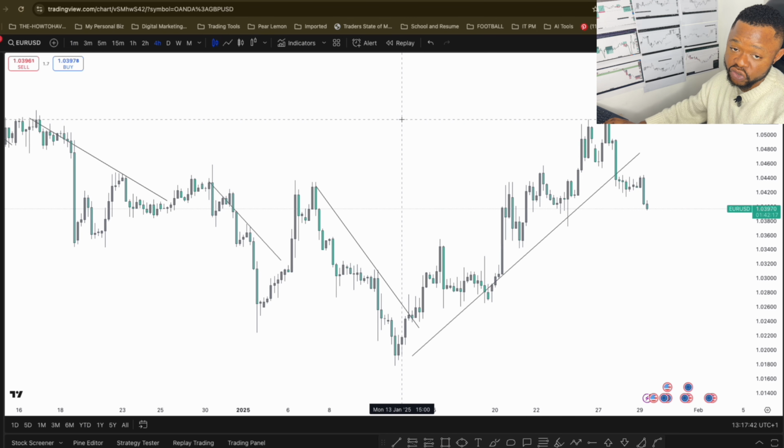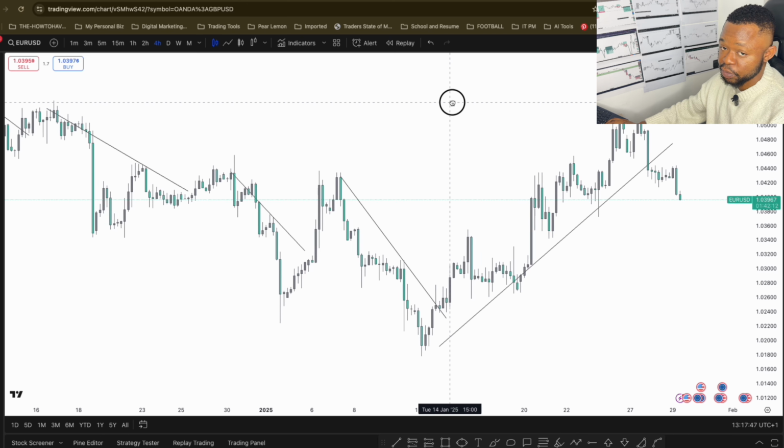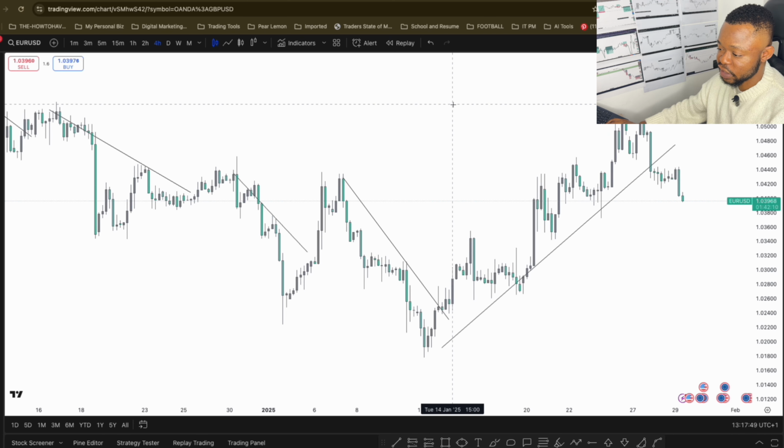some of the things you need to navigate the Forex market as a beginner, as an intermediate trader. You can pick one or two things from some of these nuggets I've shared.